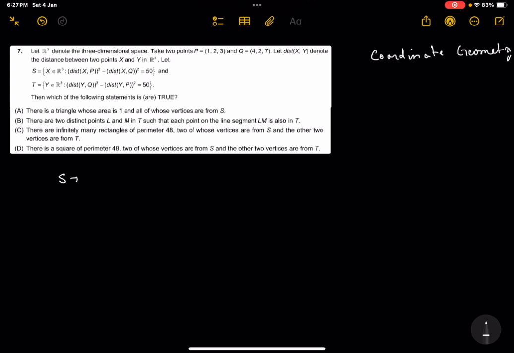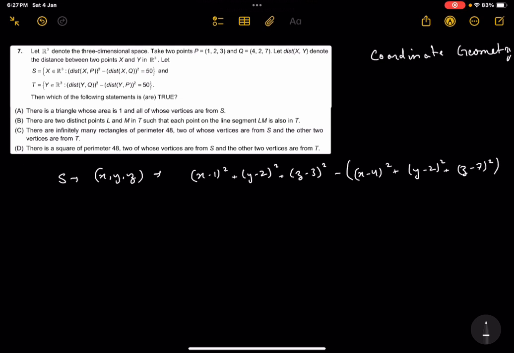So let a point in the set S be of the form x, y, z, and what we are given is distance XP squared, which is (x minus 1) squared plus (y minus 2) squared plus (z minus 3) squared, minus (x minus 4) squared plus (y minus 2) squared plus (z minus 7) squared is equal to 50.